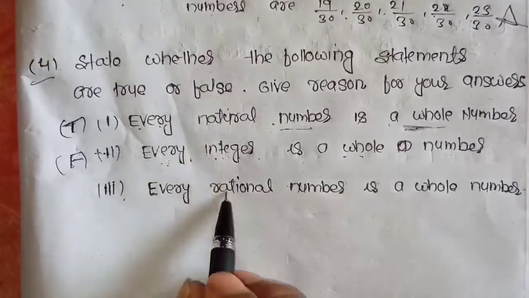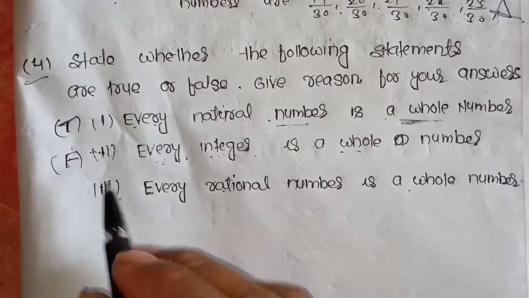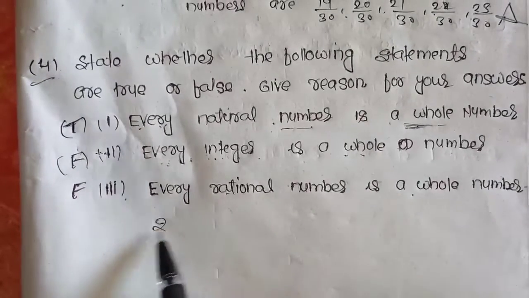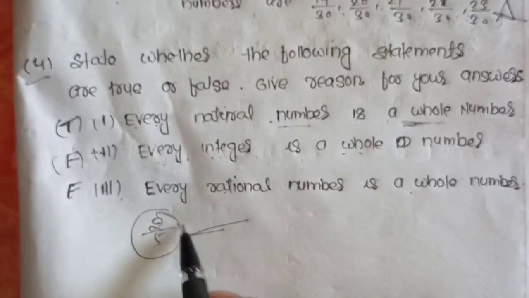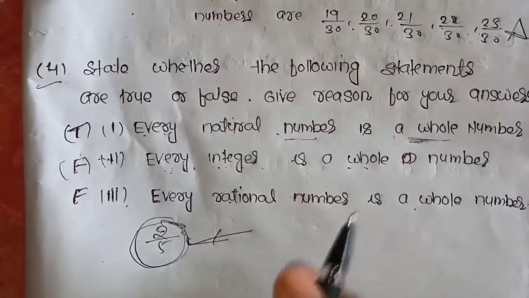Okay, every rational number is a whole number. It is not true. It is completely false. Like 2 by 5 is a rational number, we all know, but we can't say this is a whole number. Okay, I hope you all will understand easily.